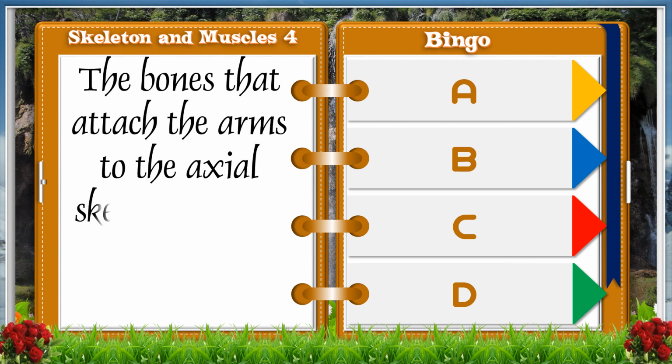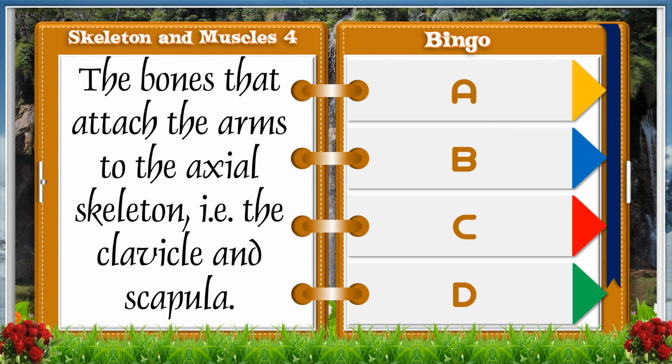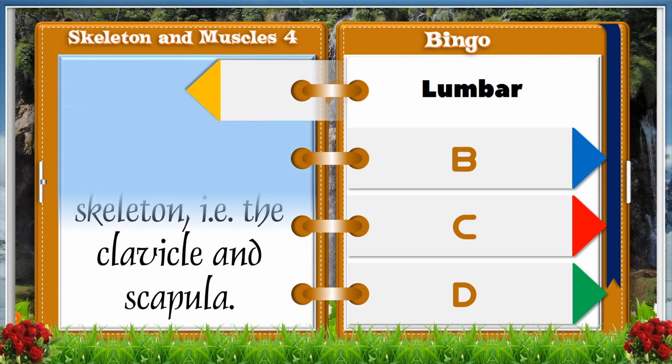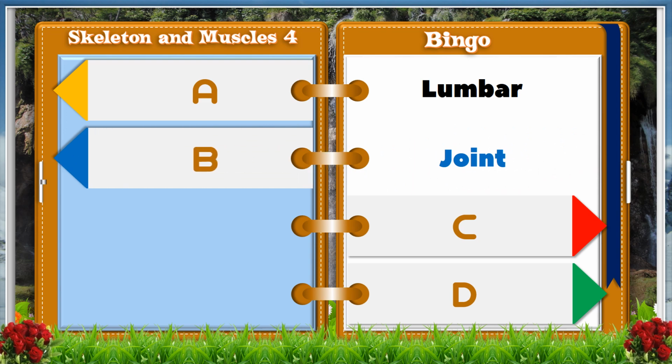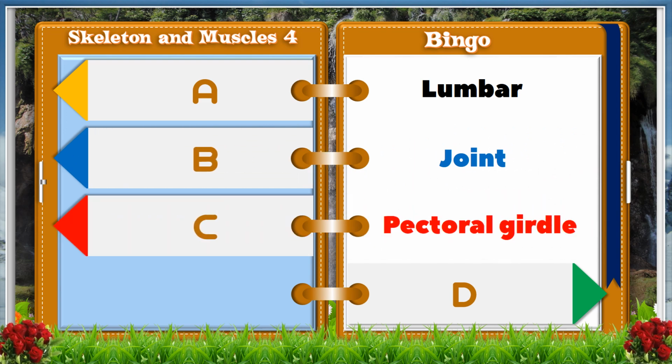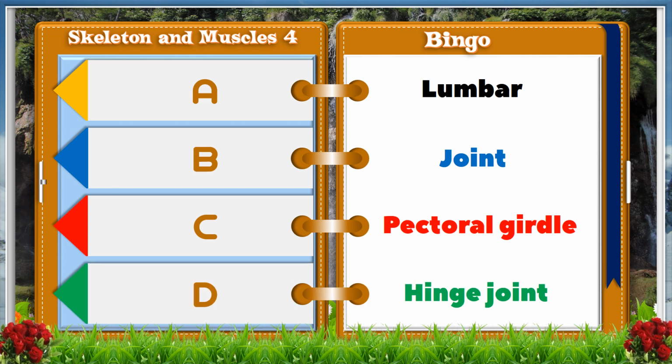The bones that attach the arms to the axial skeleton, that is, the clavicle and scapula. A. Lumbar. B. Joint. C. Pectoral girdle. D. Hinge joint. And the answer is C. Pectoral girdle.